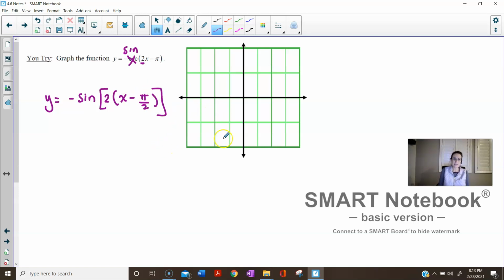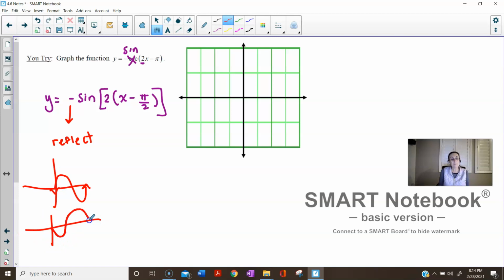And so looking at this graph, you're going to get all sorts of things. The negative is going to reflect the graph, which means instead of your normal graph, up and over, down and under, when you reflect it, it's going to go down and under, up and over. So that's what the reflection does to the graph. The 2 right here is your B.